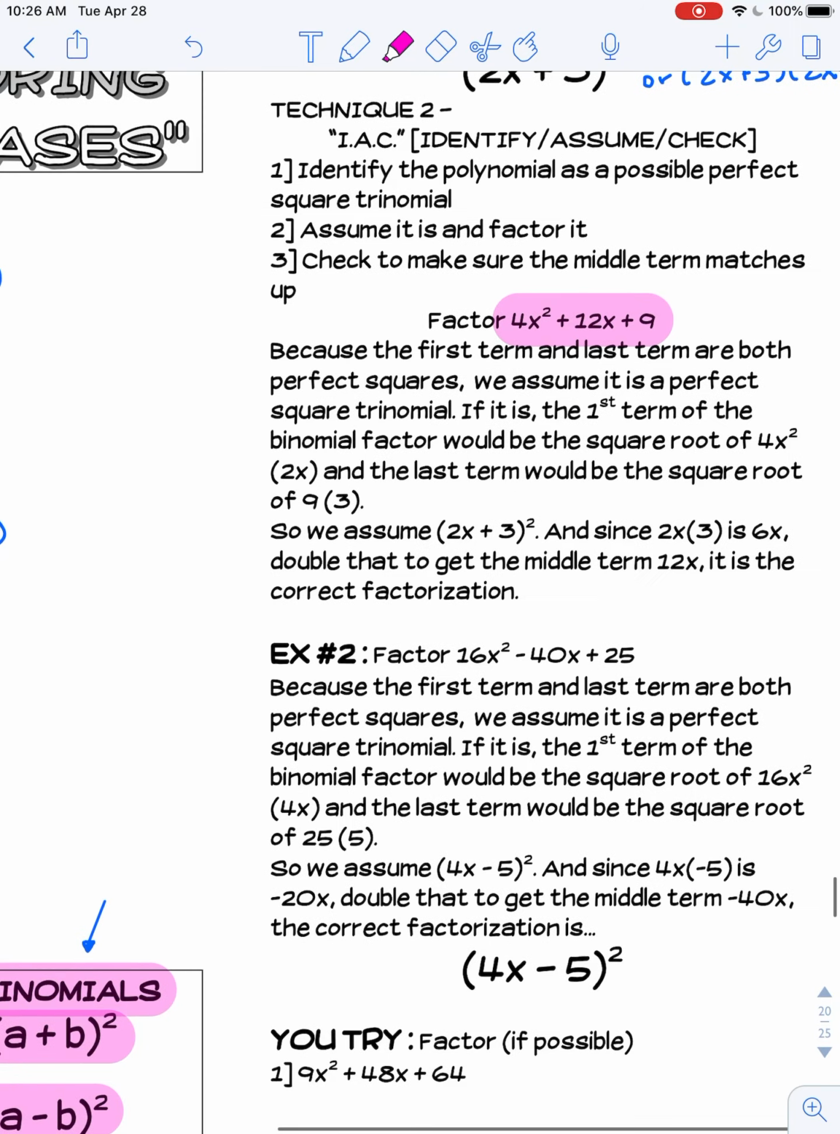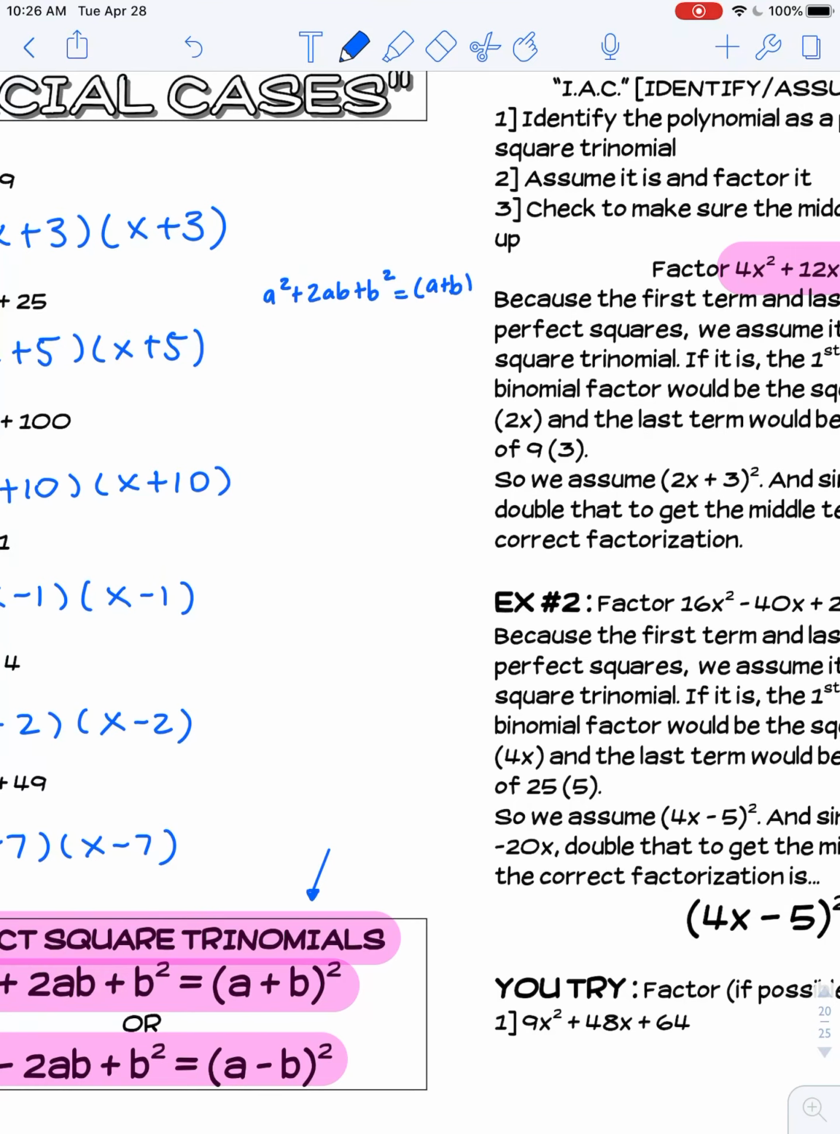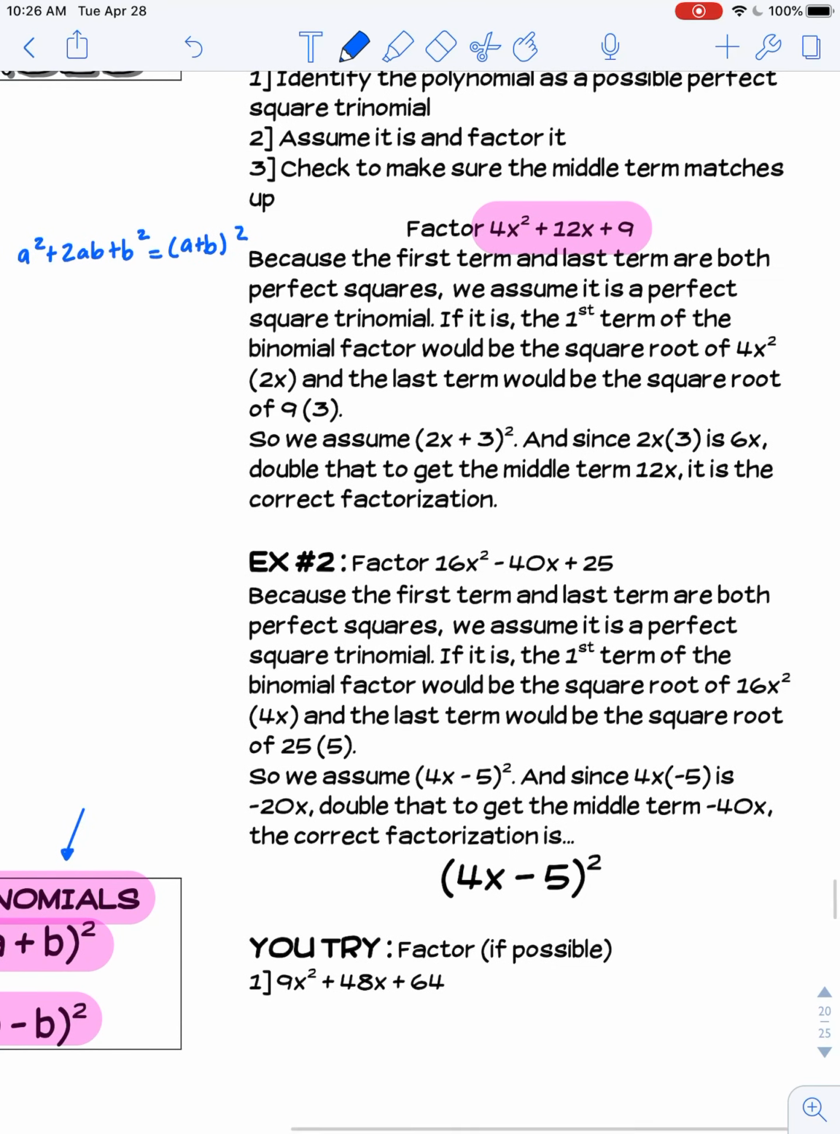Okay, and then let me rewrite this right here. a squared plus 2ab plus b squared equals a plus b squared, just so we have it. So because the first term and last term are both perfect squares, we assume it's a perfect square trinomial. What that means is I can take the square root of this and I can take the square root of this and it'll come out nicely.